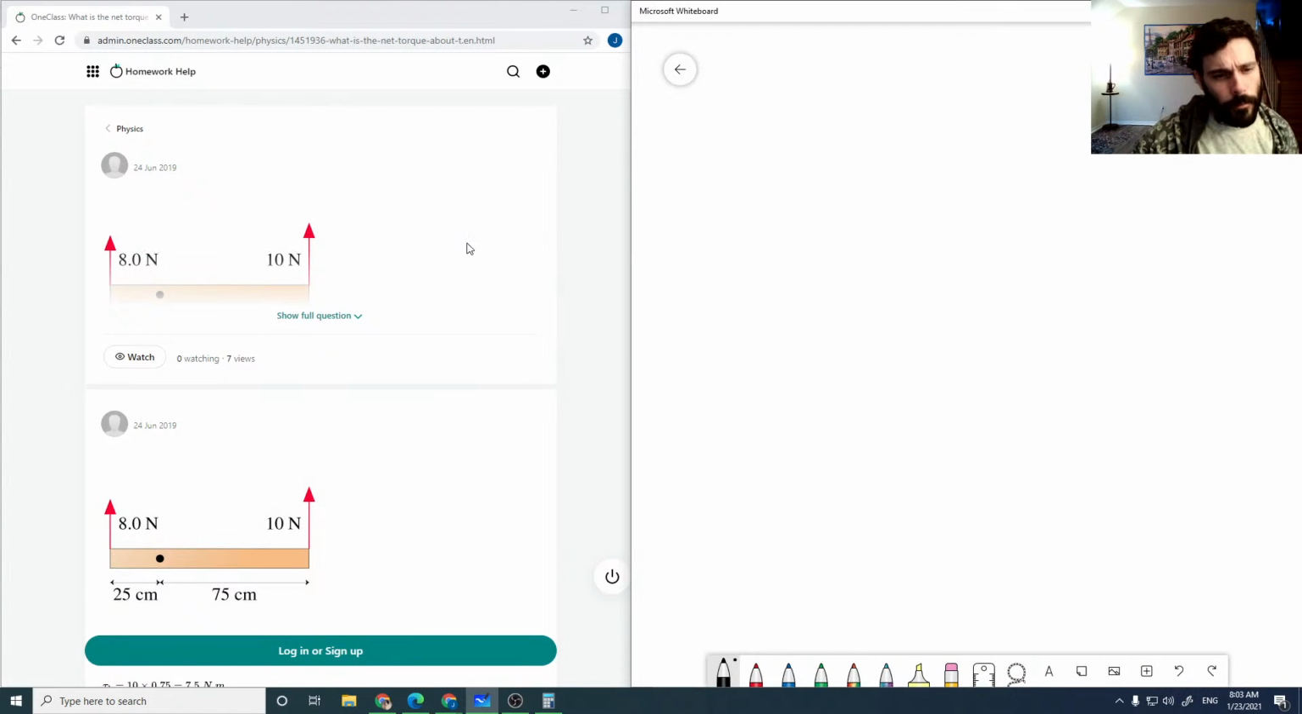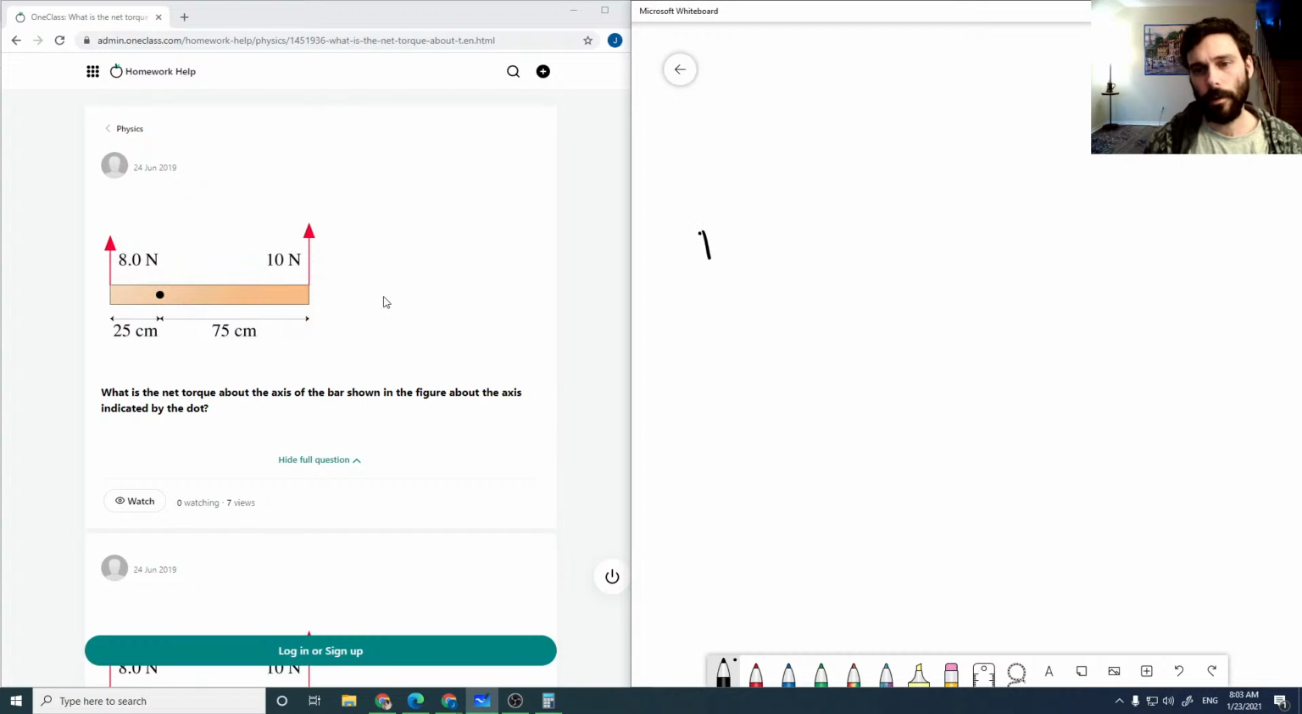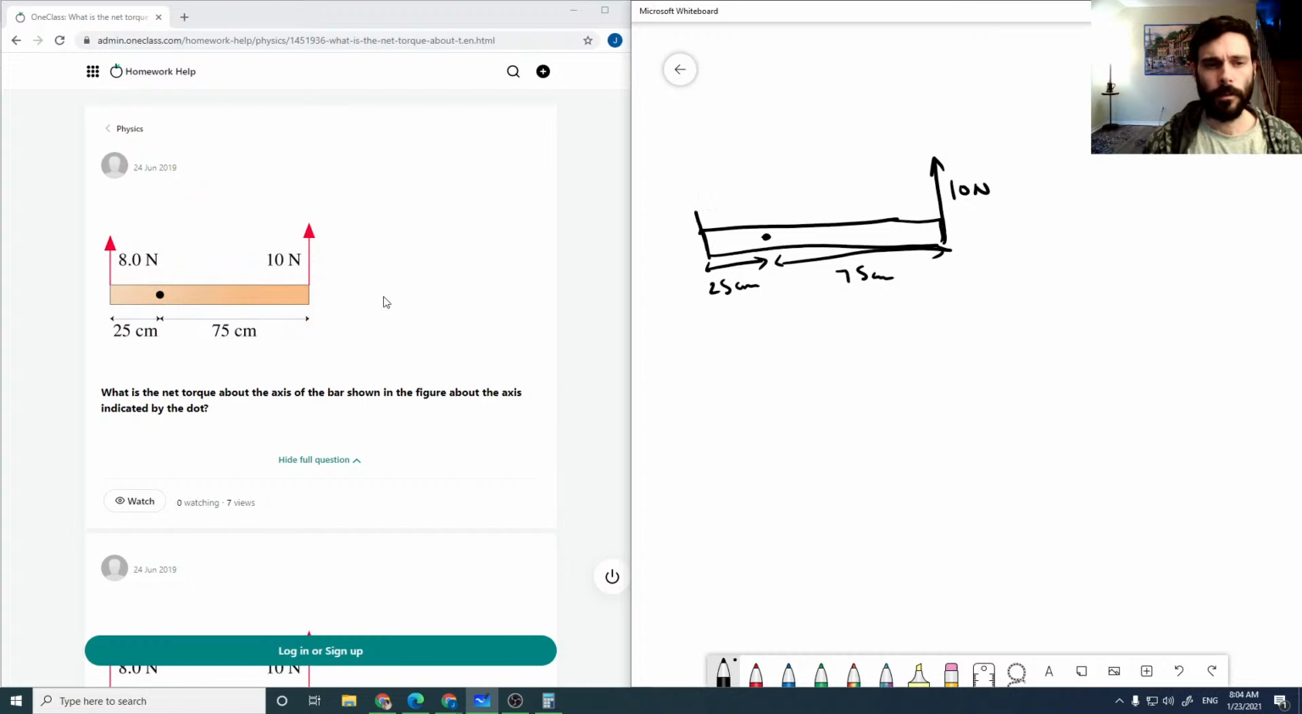All right, so a small breather question, fairly simple one. So we've got a horizontal bar with a pivot point, and so that's 25 centimeters, that's 75 centimeters. We're given that the force on this end is 10 newtons, the force on this end is 8 newtons, and it asks what is the net torque.